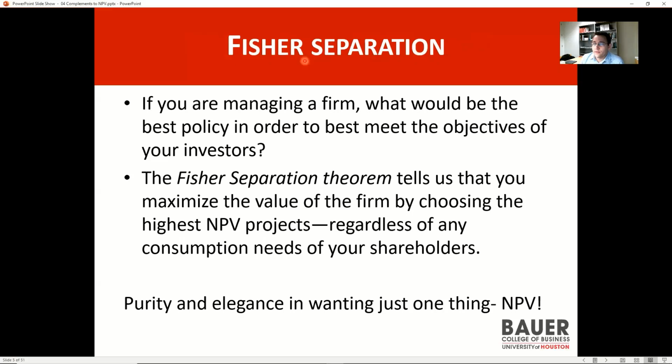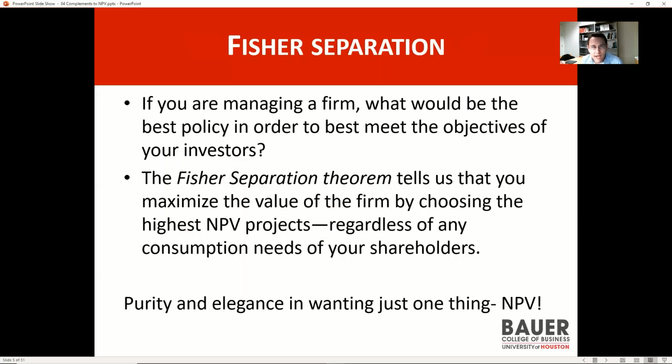That leads us to something called the Fisher separation theorem. If you're managing a firm, so if you're a CFO or a CEO or anyone who's making a decision within the firm, this is your job. How do you meet the objectives of your investors? They're kind of your bosses. The investors are the ones providing money for the company. You want to do what's best for them. What does the Fisher separation theorem tell us? It says that all you have to do is maximize NPV. Basically, just take the NPV rule and keep applying it over and over and over again.